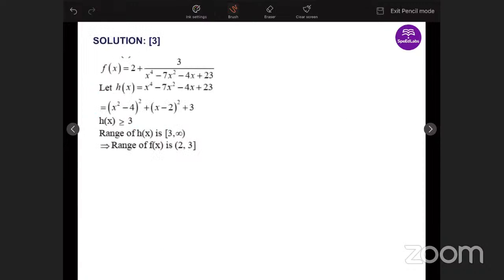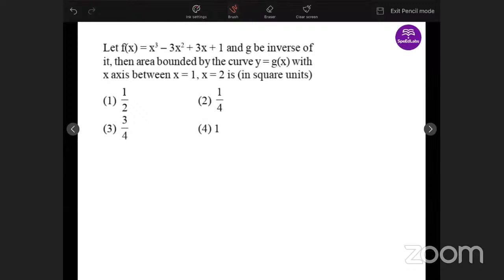So, next question. Let f of x is equal to x cube minus 3x square plus 3x plus 1 and g be the inverse of it. Here they are saying g of x is equal to f inverse of x. Then the area bounded by the curve g of x with the x-axis between 1 and 2. So x cube minus 3x square plus 3x plus 1 is basically x minus 1 the whole cube.